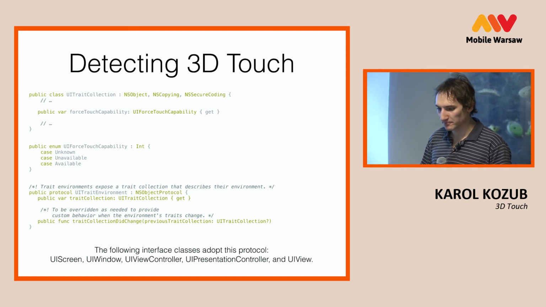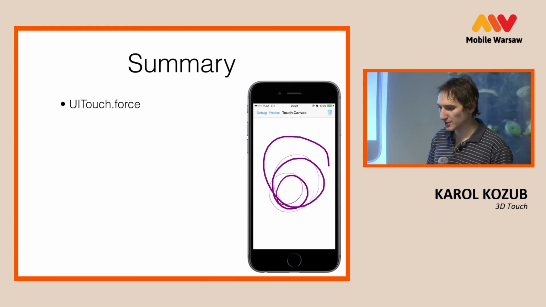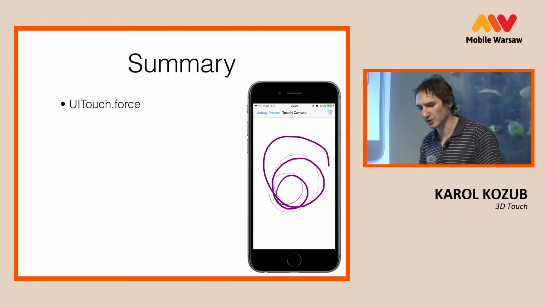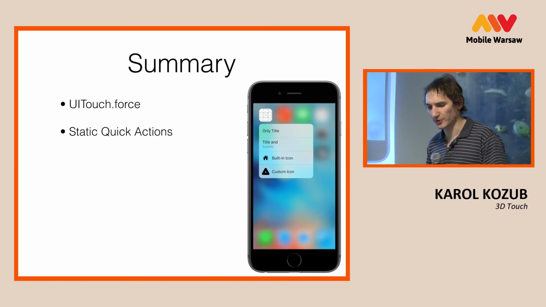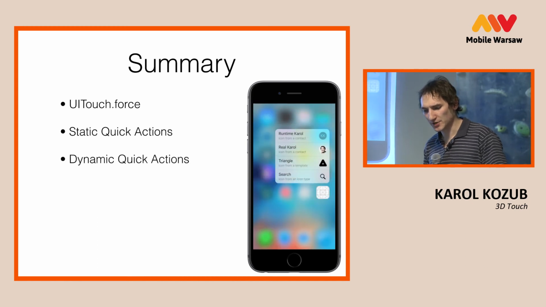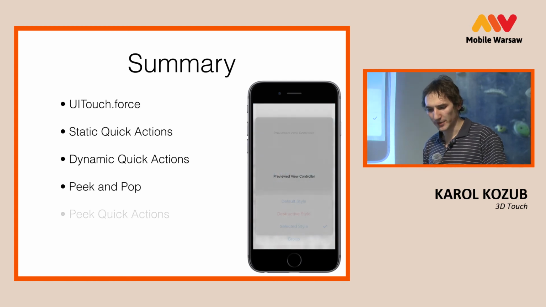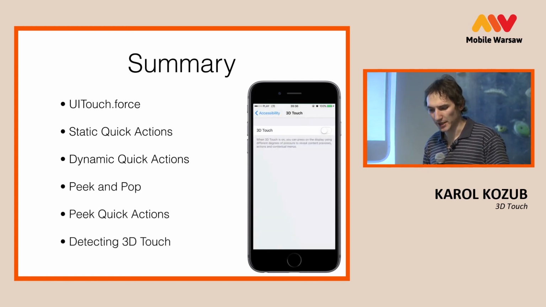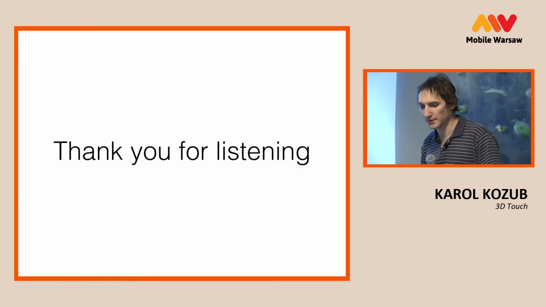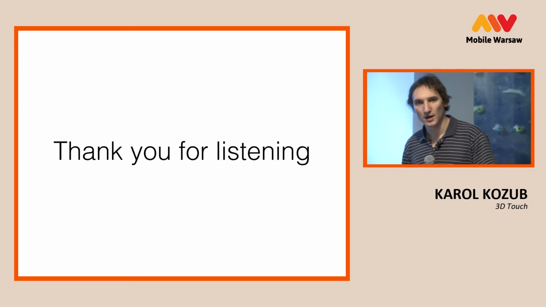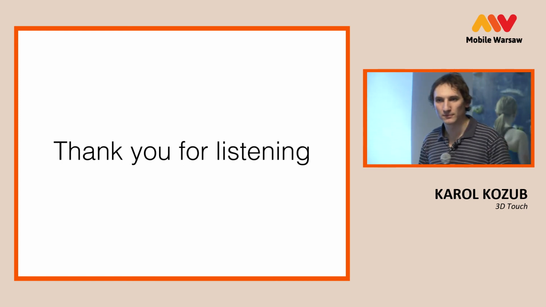So that's it for detecting 3D touch. In summary, we've talked about UI touch force, static quick actions defined in info.plist, dynamic quick actions defined in code, peek and pop, peek quick actions, and detecting 3D touch. That's it. Thank you for listening. And if you have any questions, I'd be glad to answer them.